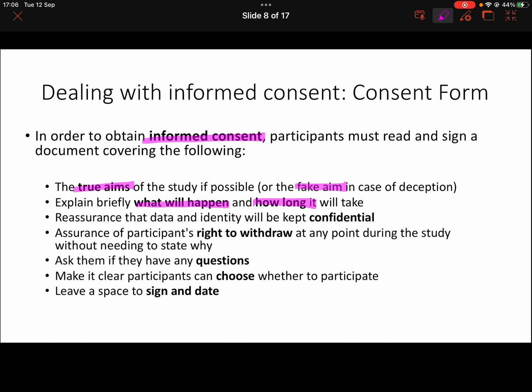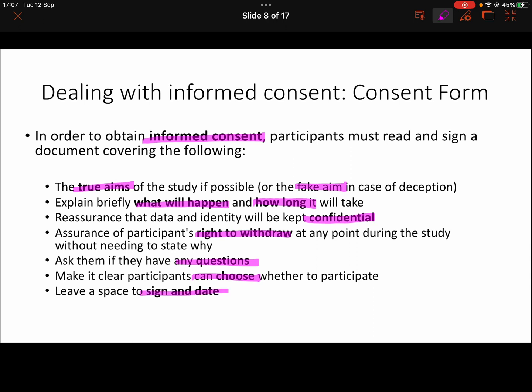We need to give them information about their rights. So their right to confidentiality and privacy, their right to withdraw, so they can leave the study at any time without needing to explain why, without any justification, without any consequence. They need to be given the opportunity to ask any questions, so we might provide them with our phone number or an email address so they can follow up and ask questions before they take part so that they are fully informed. We need to make it clear to them that their participation is voluntary. They're not being coerced. There are no consequences if they don't.